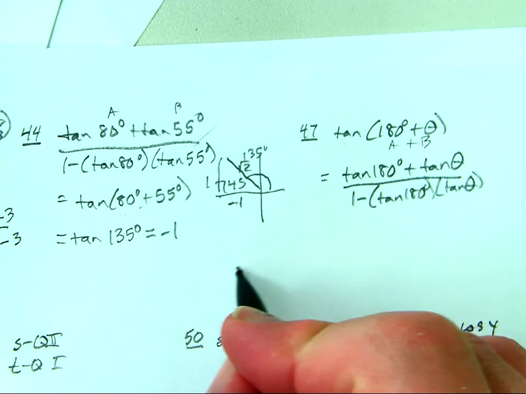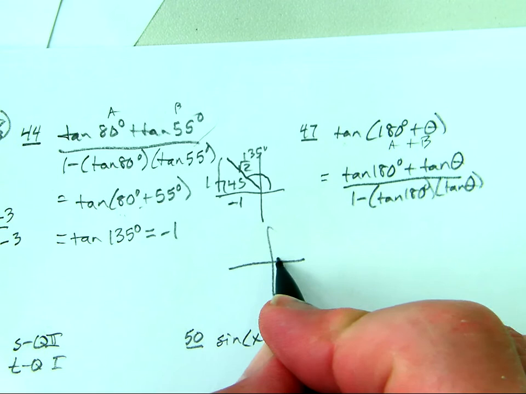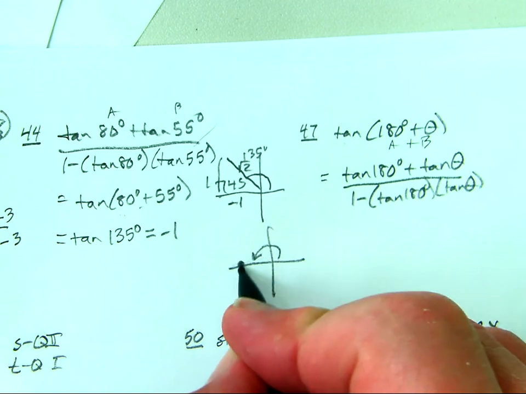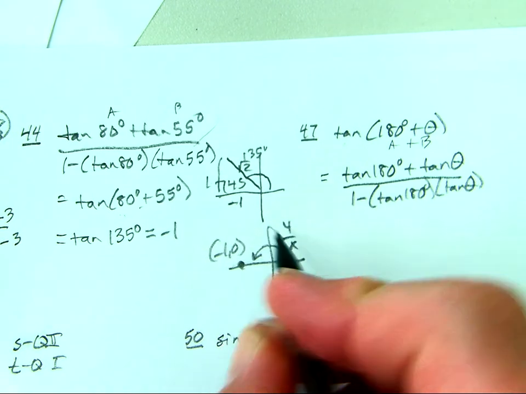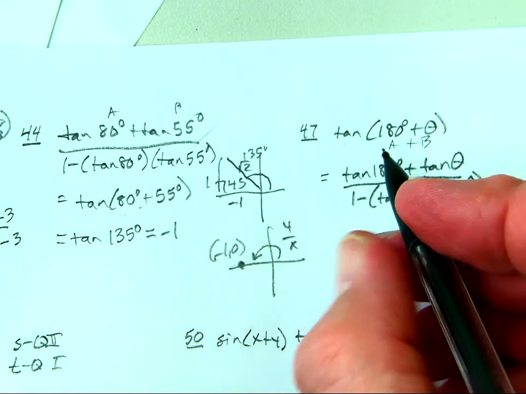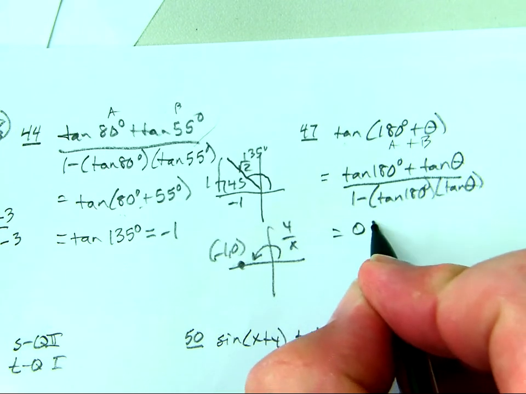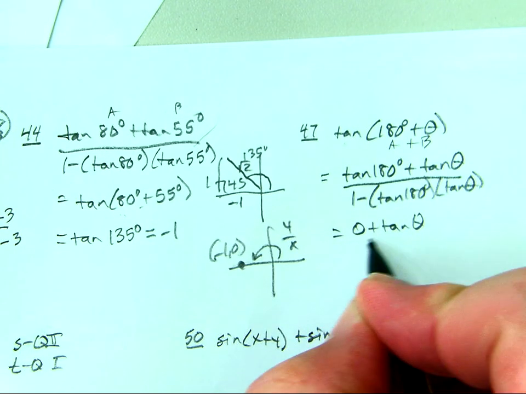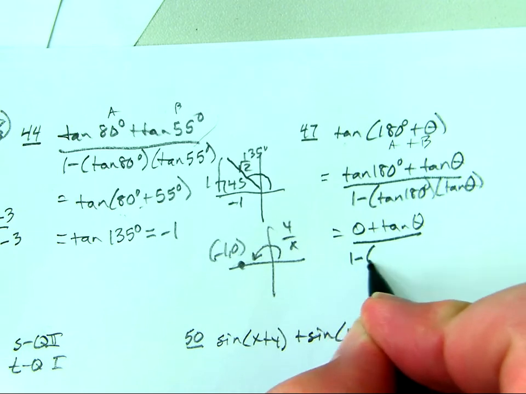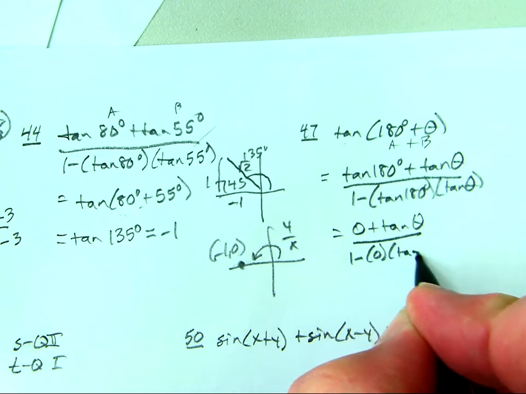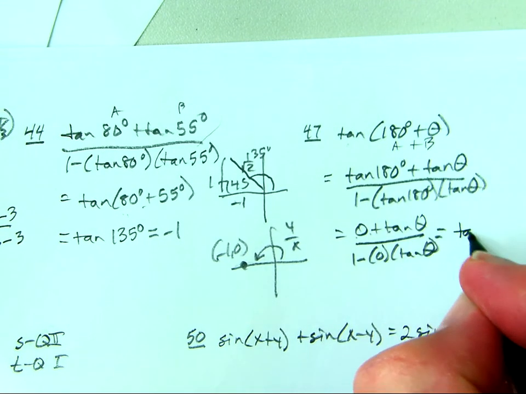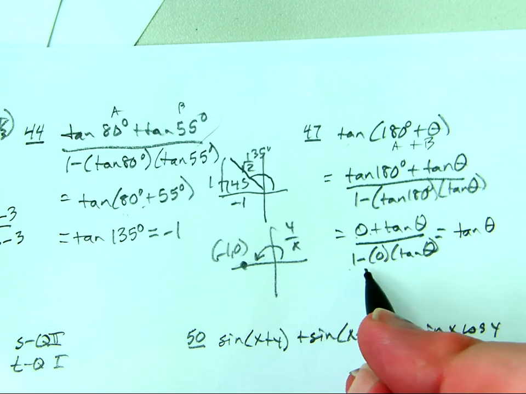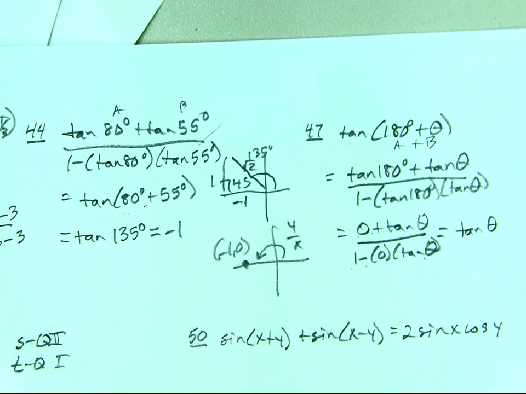Well, now the tangent of 180, we know 180 is over here. When it lands on the line, we pick a point, that would be negative 1, 0. We know tangent's y over x, that'd be 0 over negative 1, which is 0. So we're going to put 0 in for the tangent of 180 in both places. So when we simplify, 0 plus tangent theta is just tangent theta. 1 minus 0 times anything is just 1. So the answer is just tangent theta.